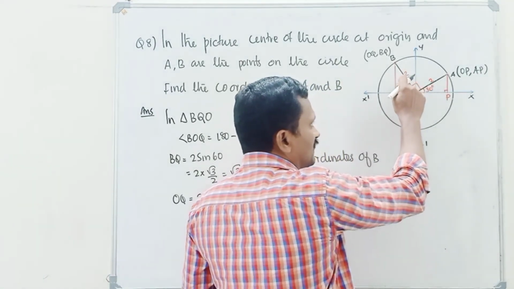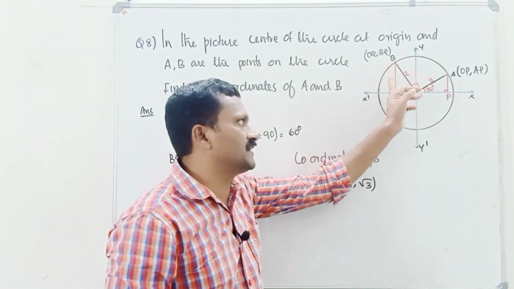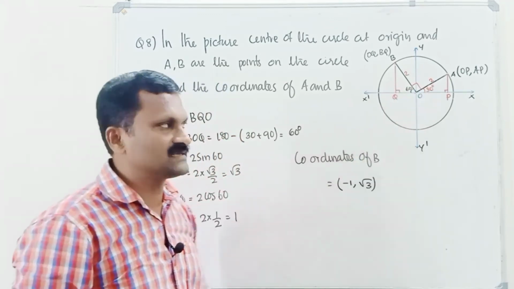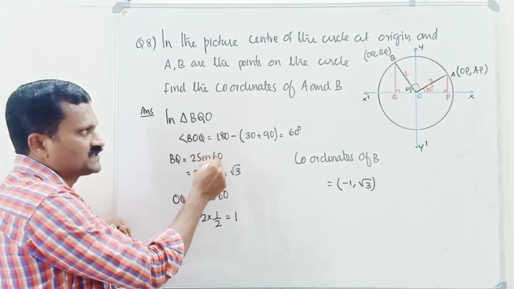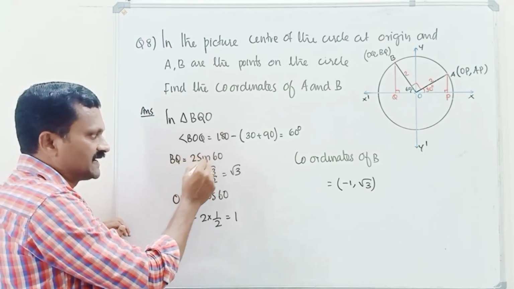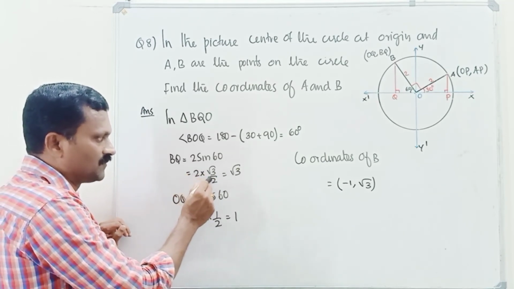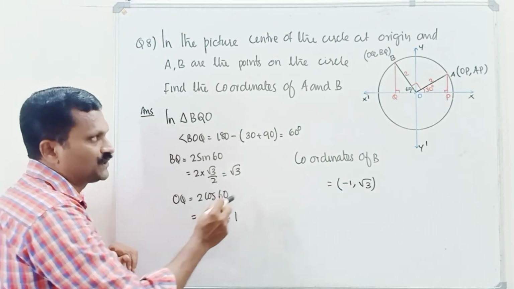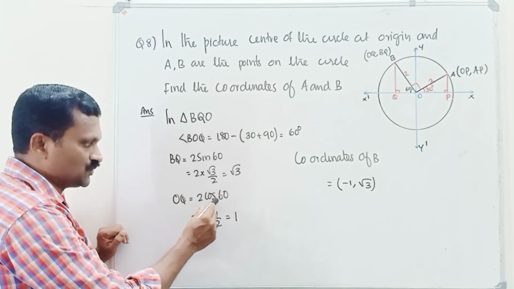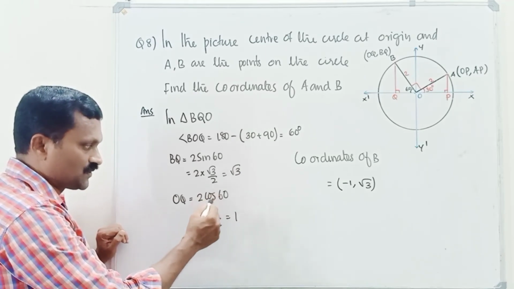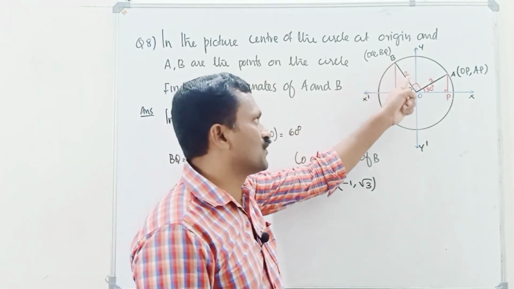In this triangle, one angle is 60 and hypotenuse is 2. Using this, we can find the other two sides, opposite and adjacent. That is BQ equals opposite side equals hypotenuse into sine of the angle, that is 2 sin 60. Sin 60 is root 3 by 2. 2 into root 3 by 2 becomes root 3. Also OQ. OQ is adjacent side, that is hypotenuse into cos 60. 2 into cos 60, cos 60 is 1 by 2. 2 get cancelled, 1.